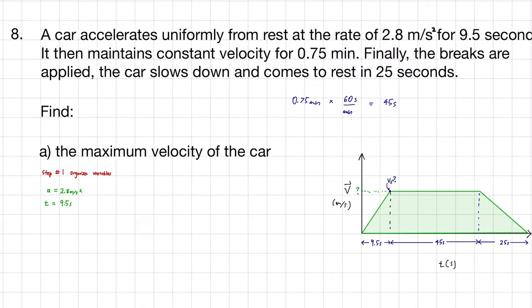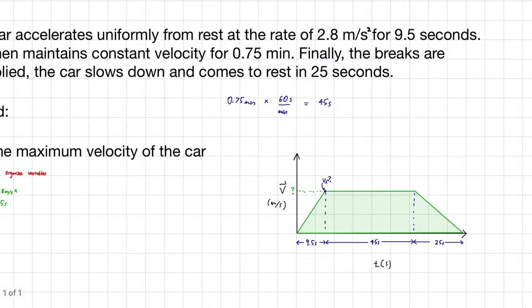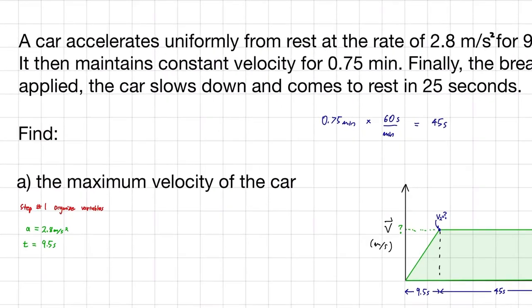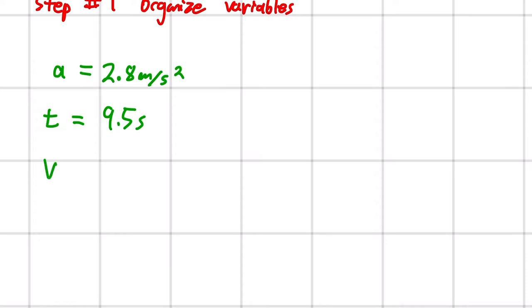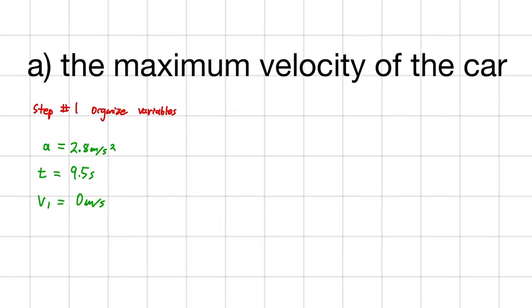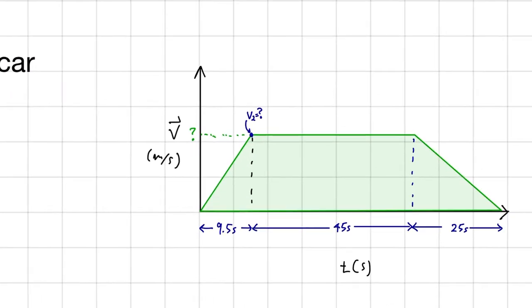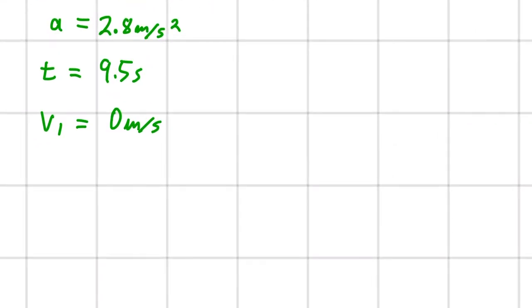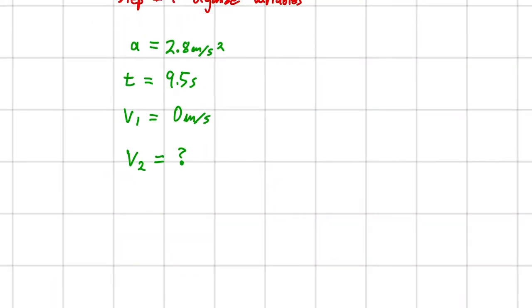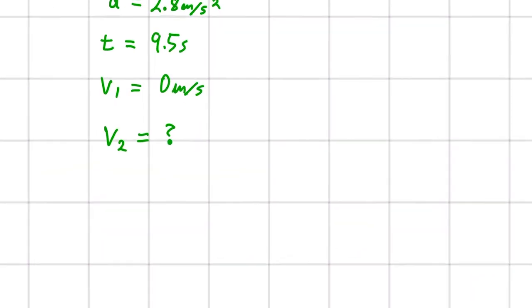And there's one more piece of information about this acceleration phase, and that is the speed that we begin at. You can see in the question it says the car accelerates from rest. So that tells us that v1 is equal to 0 meters per second. And then our unknown that we're trying to solve for, once again, is this final velocity. Here we call it v2. So we know v1, but we're looking to find v2, and that will be our maximum velocity. So we have our variables organized.